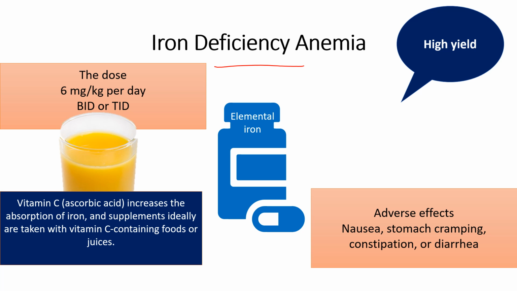It's critical to know the treatment of iron deficiency anemia. The dose of elemental iron is 6 milligrams per kilo per day, divided twice or 3 times a day. And it is advised to be given with vitamin C containing foods or juices, for example, orange juice. Very important to know the adverse effects of iron therapy: nausea, stomach cramping, constipation, or diarrhea.